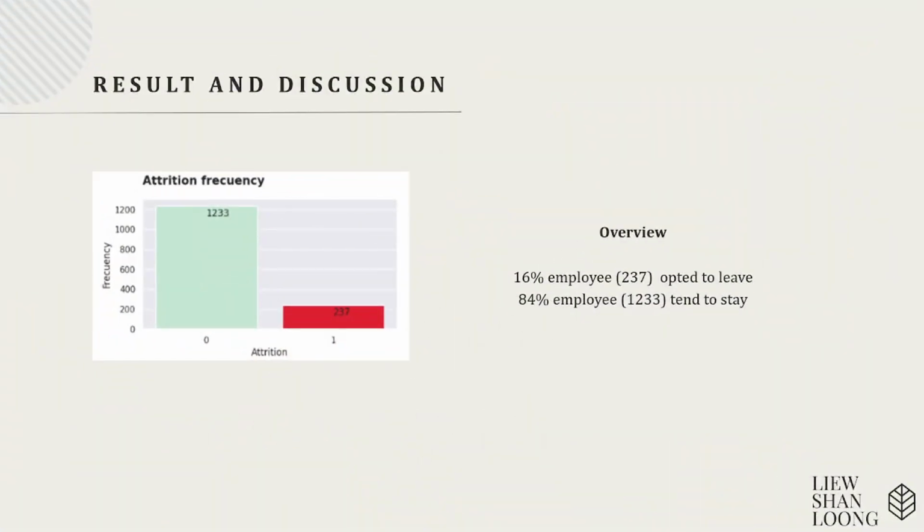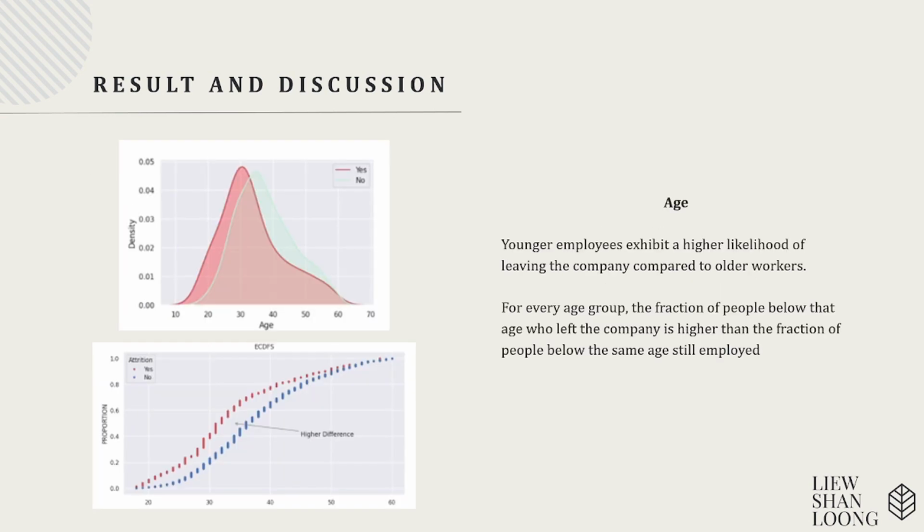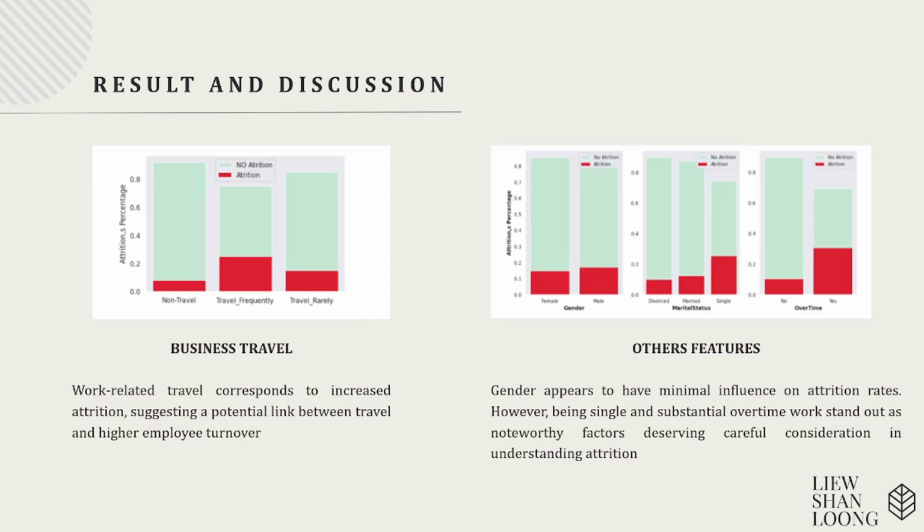So for the results and discussion, we can see that the majority of employees tend to stay rather than opt to leave. And for age, younger employees exhibit a higher likelihood of leaving the company compared to older workers. In the younger age group, the fraction of people below that age who left the company is higher than the fraction of people below the same age still employed. And these are the other factors such as business travel and other features.